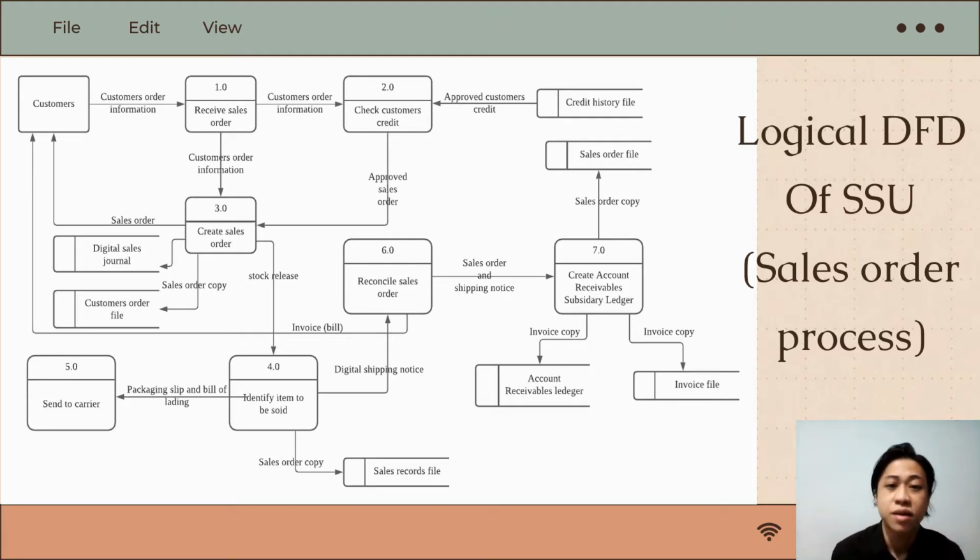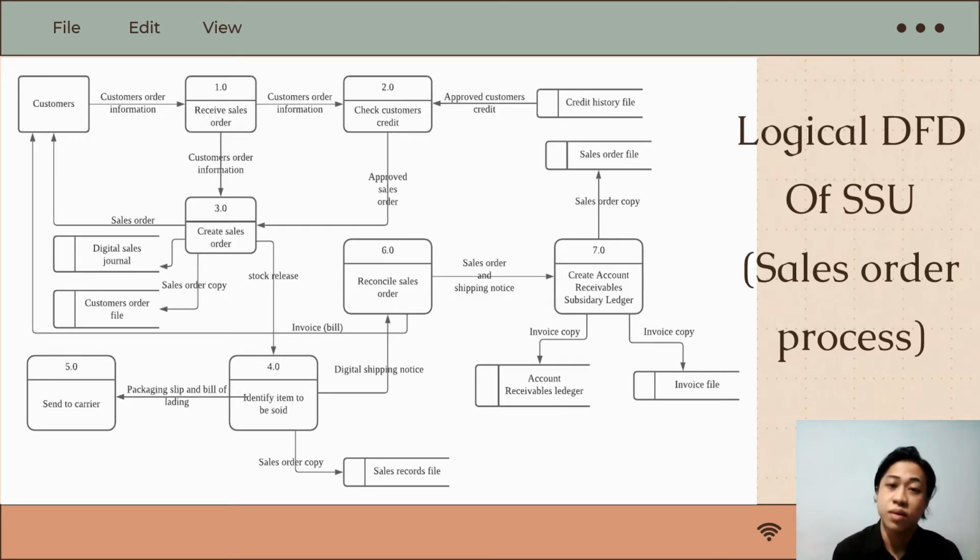After that, the warehouse department will identify items to be sold using the sales order copy as a stock release. The sales order copy will also be filed in the warehouse department under the sales record file. The warehouse will send a packaging slip and bill of lading to be sent to the carrier. To continue the process, the system will create a digital shipping notice and reconcile the sales order.